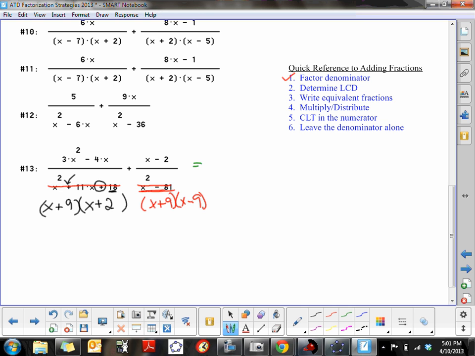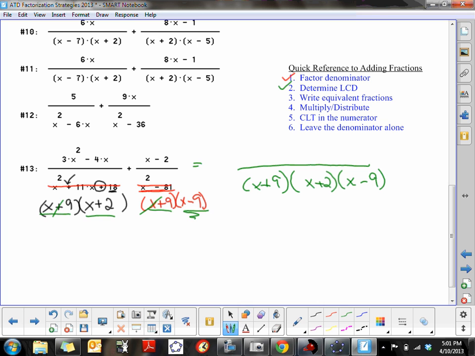So the next thing we're going to do is establish what that common denominator is. So we're on step 2. Find the things they have in common, write it down once. So the x plus 9s go down there once. We have an x plus 2 that needs to be represented. And we also have an x minus 9 that has to be represented. So we represent each factor once, and anything that's in common only gets written down once.